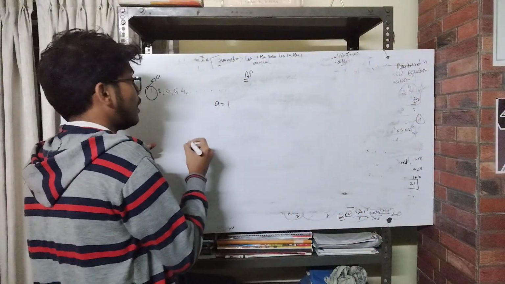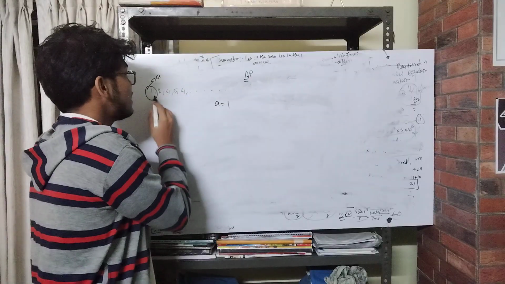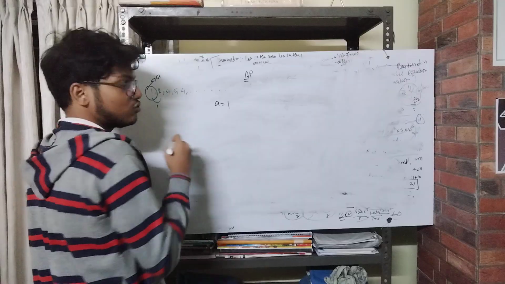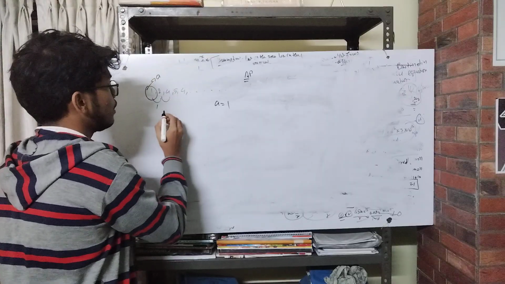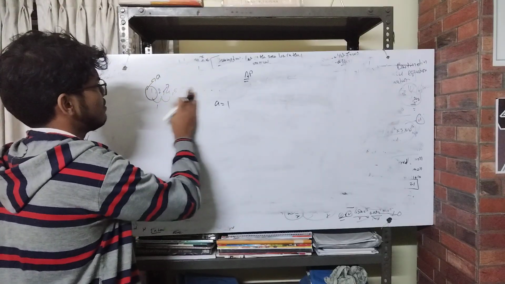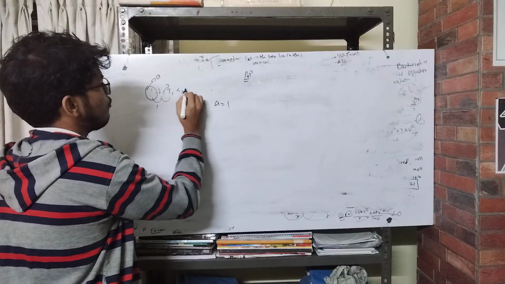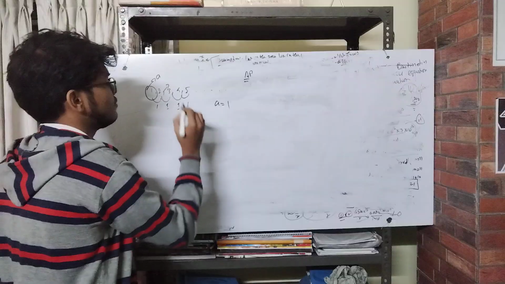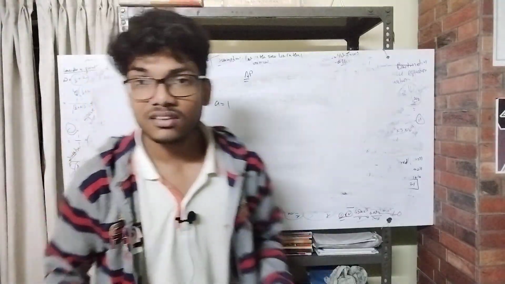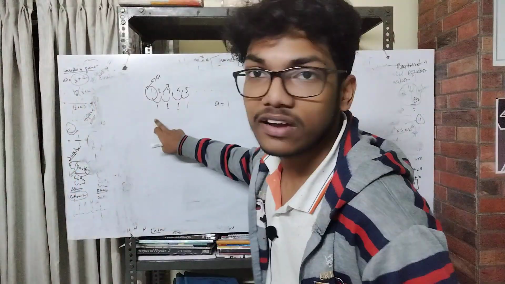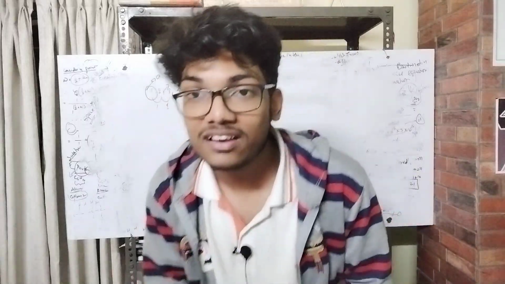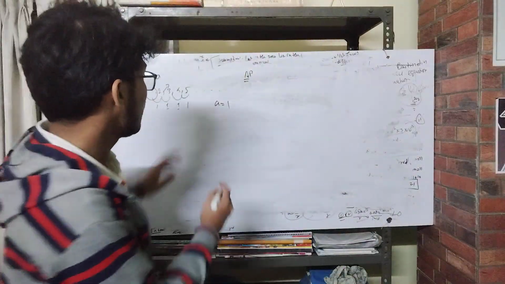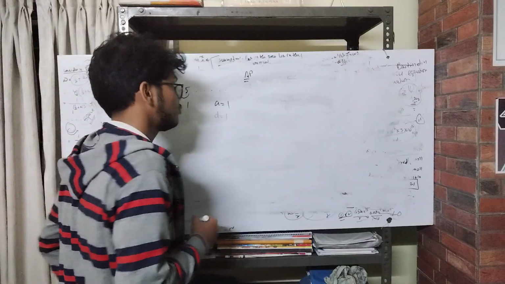Here you can see that 2 and 1 have a difference of 1. 2 and 3 have a difference of 1, 3 and 4 have a difference of 1, 4 and 5 have a difference of 1. As each and every term has a difference of 1, the common difference is 1. Let's write the common difference as 1.